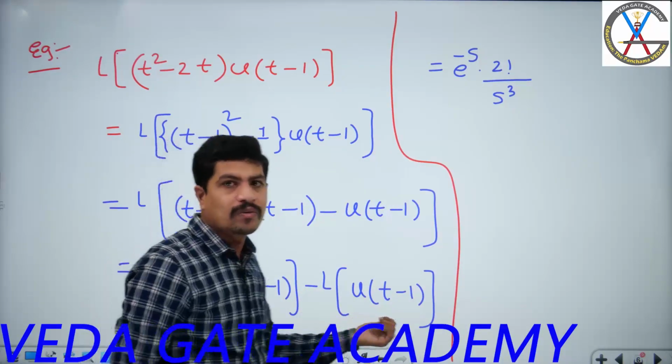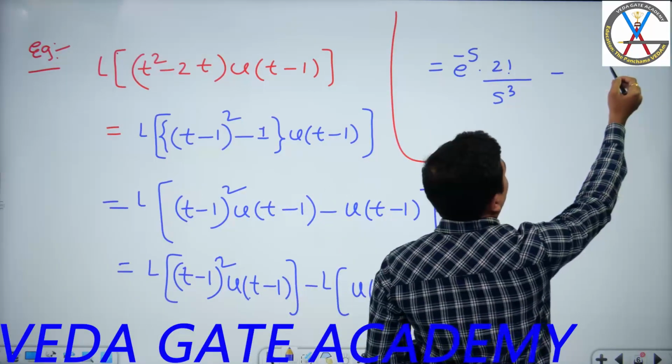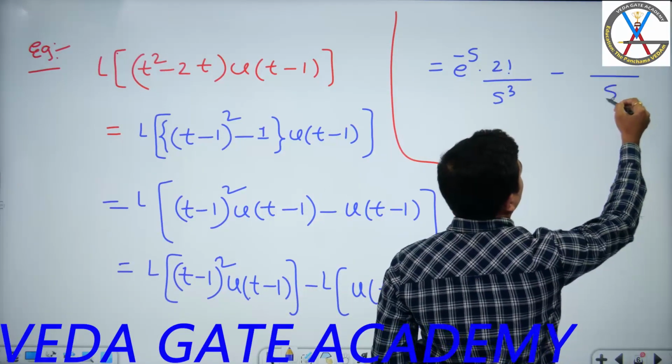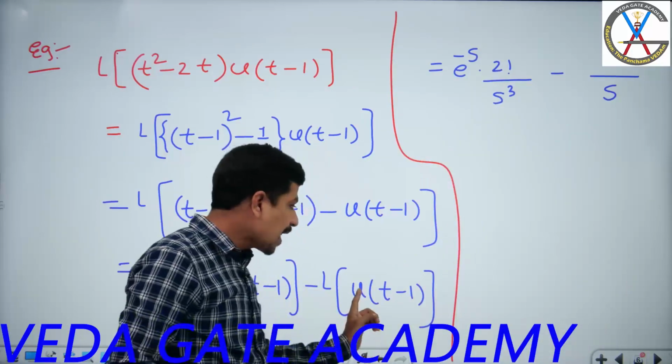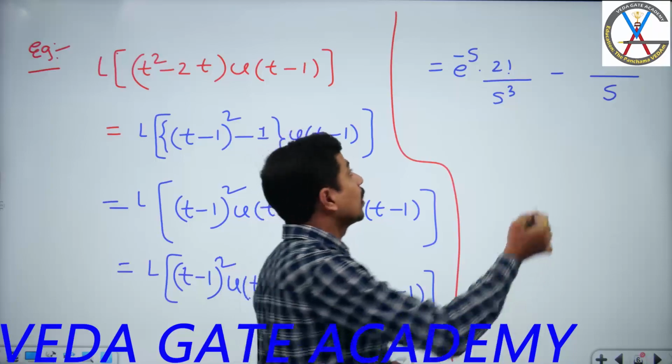What is the second part? u of t minus 1. What is our signal? u of t. What is the Laplace of u of t? 1 by s. As I have minus 1 here, what is the Laplace I am going to get? Time shifting, e power minus s.